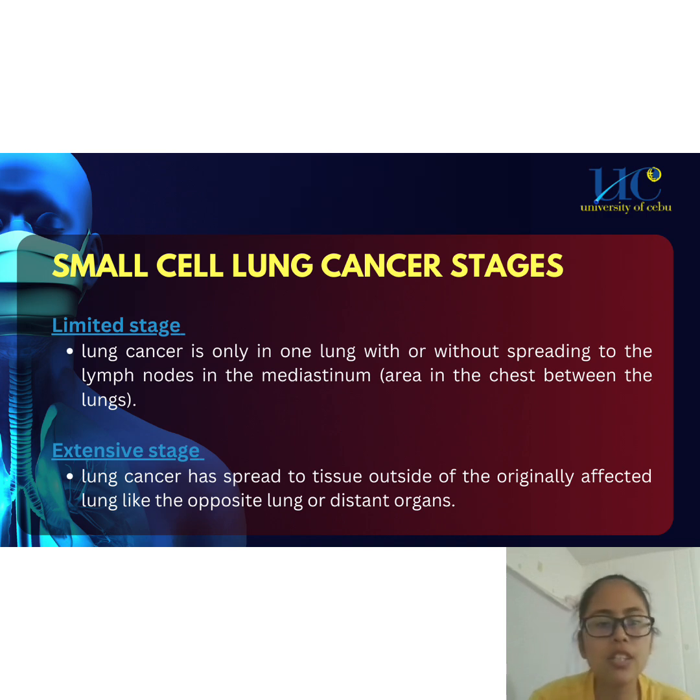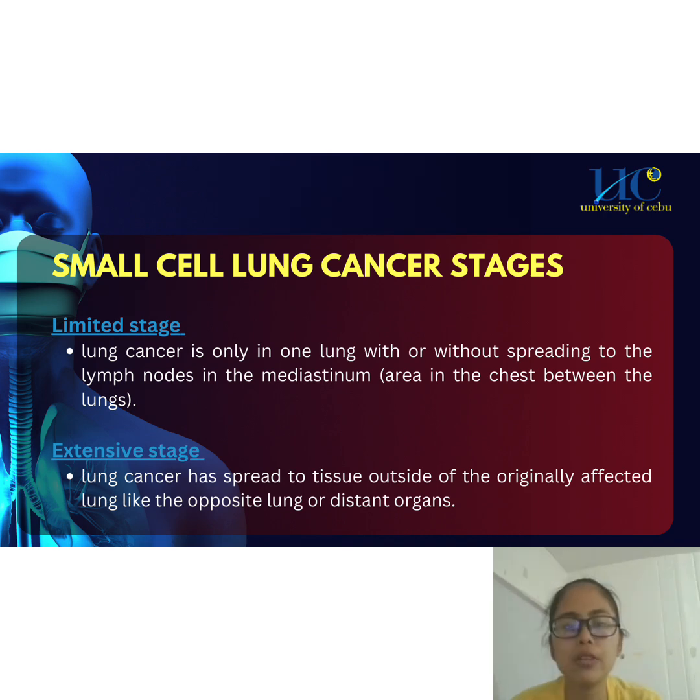extensive stage. This extensive stage lung cancer has spread to tissue outside of the original affected lung, like the opposite lung or the distant organs. The explanation for this is the cancer has spread beyond the initial lung it originated from. So this signifies a significant progression and wider involvement of other tissues.